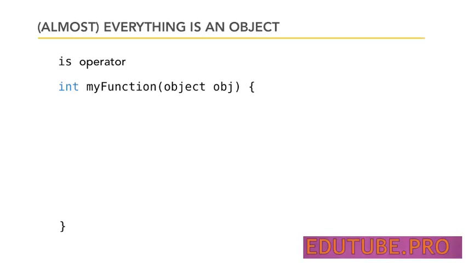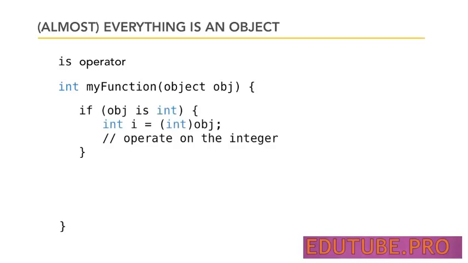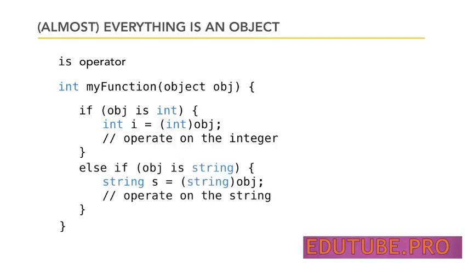So here I have a function that's taking an object as an argument, and it returns an integer data type. Inside this function, I would be able to say, hey, if the obj argument that I'm being given is an int, then I can convert that object to an integer and then operate on the argument as if it were an integer. Or I could say, hey, if the obj is a string, then convert the object to a string and then operate on it as if it were a string. This gives me a lot of flexibility in the way that I write my code. I can write some C# code that's very flexible, takes different kinds of arguments in one large container, and then convert between them as I need them.